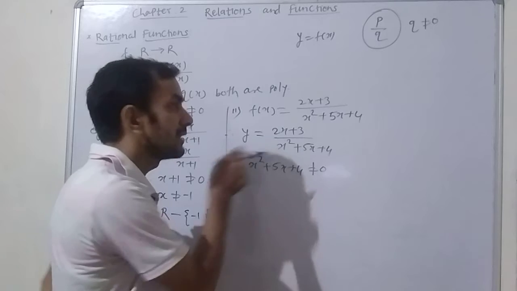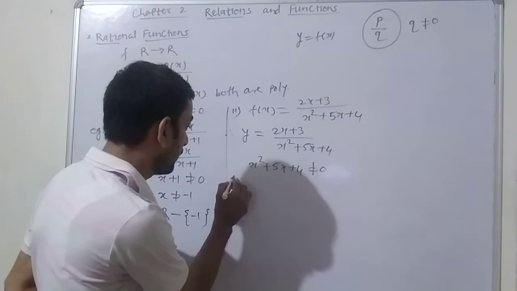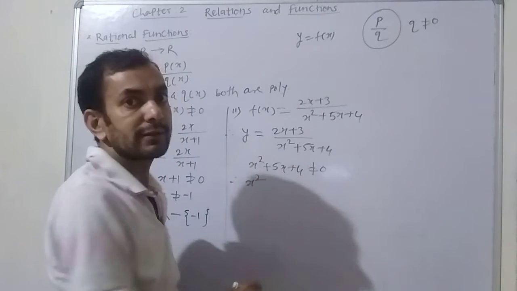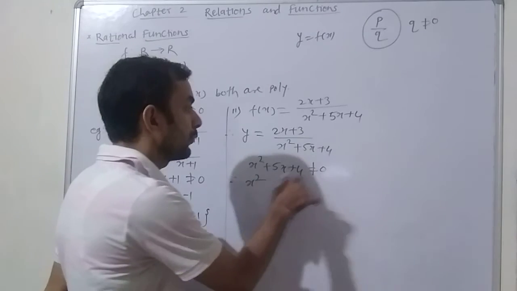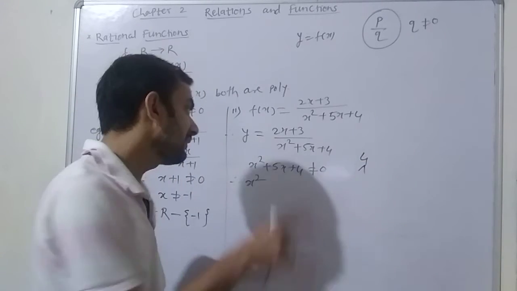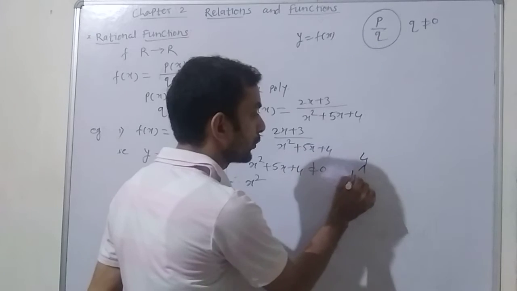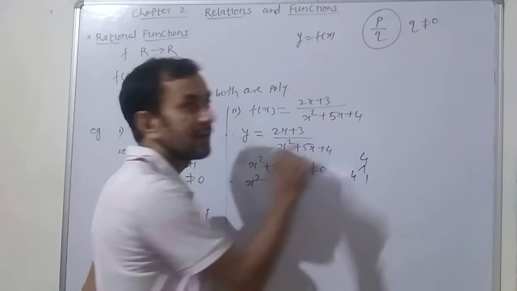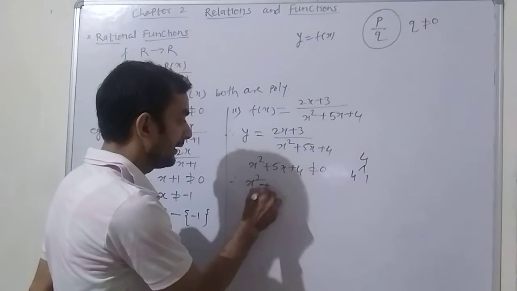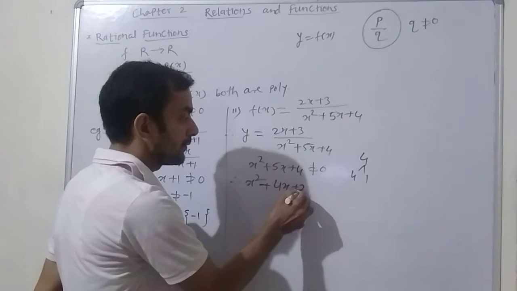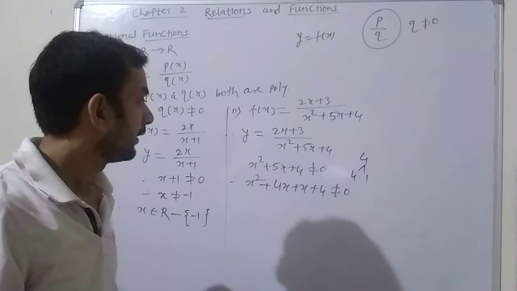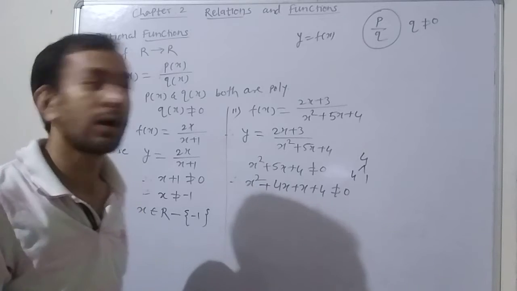From the quadratic equation we will get two factors. To find the factors, the multiplication should be 4 and the addition, the middle term, should be 5, so 4 and 1. 4 multiplied by 1 is 4, and 4 plus 1 is 5. So we write x square plus 4x plus x plus 4 not equal to 0. 4x plus x is 5x.